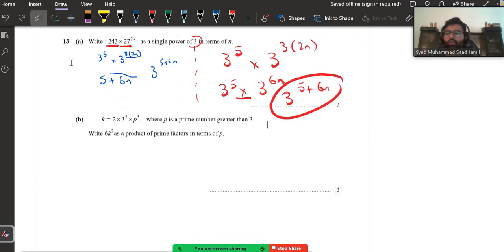Moving on to question 13b. It says k is equal to 2 multiplied by 3 squared multiplied by p cubed. Okay, let's just write it down.